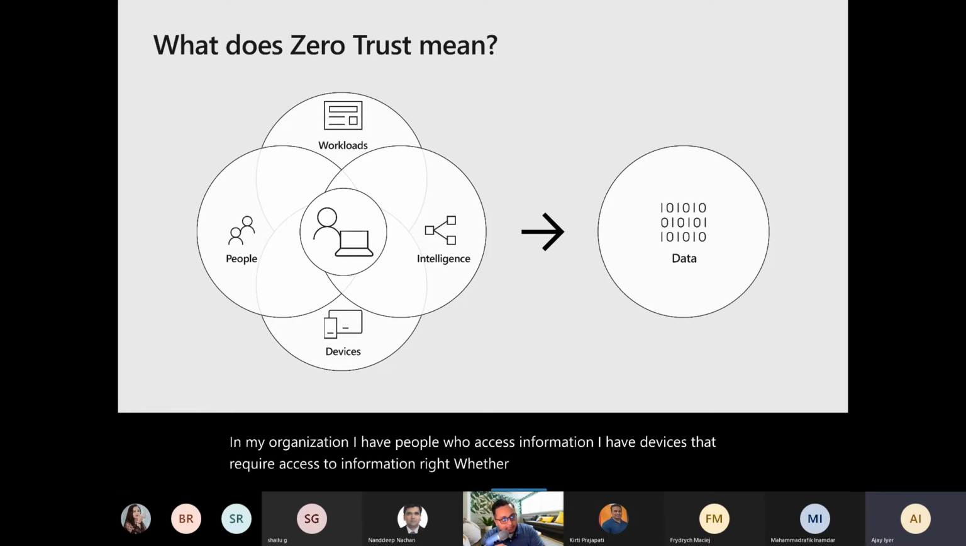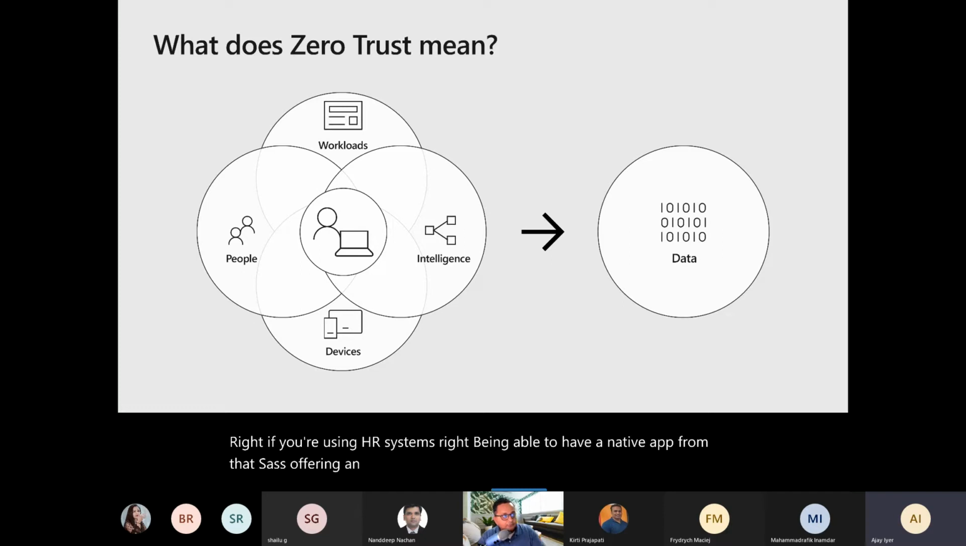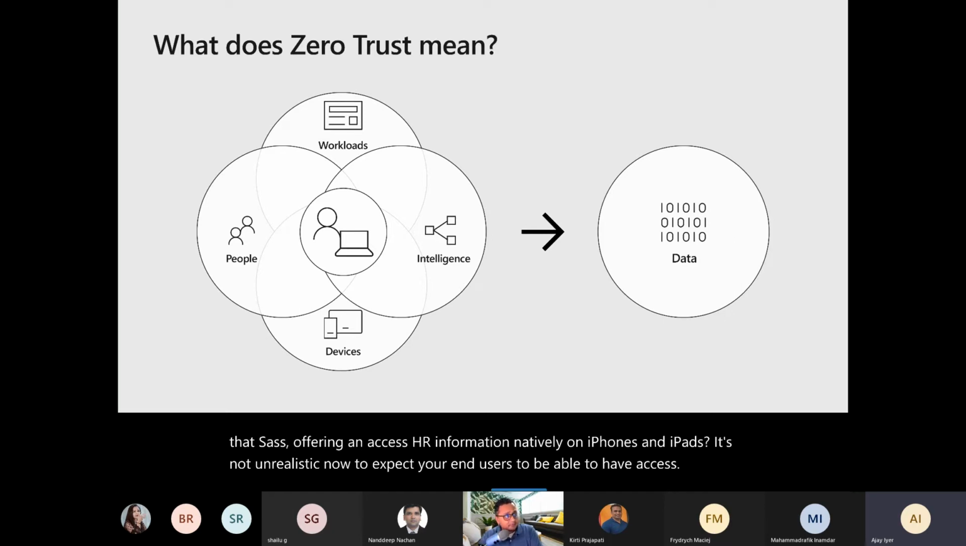Whether it's corporate owned laptops and desktops, corporate owned cell phones, personal cell phones, personal laptops and desktops, right? BYOD is increasingly becoming more and more prevalent. Folks want to have the latest iPhone and the ability to access basically everything from emails to Teams to OneDrive, SharePoint, Power Apps, Power BI, right? If you are using HR systems, being able to have a native app from that SaaS offering and access HR information natively on iPhones and iPads. It's not unrealistic now to expect your end users to have access to organizational data from their personal devices, right? With work from home, it's increasingly becoming almost a must-have requirement.